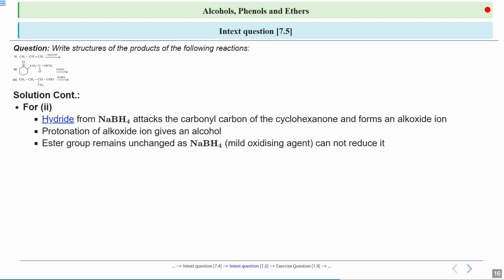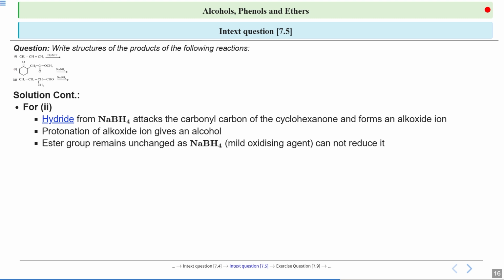It is a mild reducing agent, due to which it cannot reduce esters and also acids. Acid and ester reduction need a strong reducing agent, but sodium borohydride is an exception, because sodium borohydride cannot reduce esters and acids, as it is a mild reducing agent.